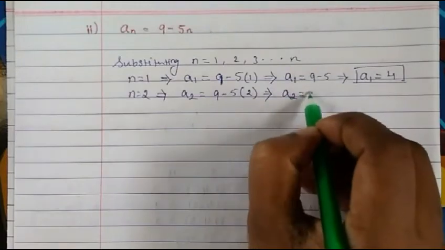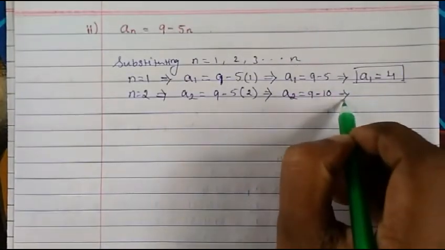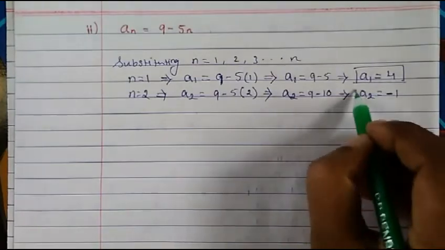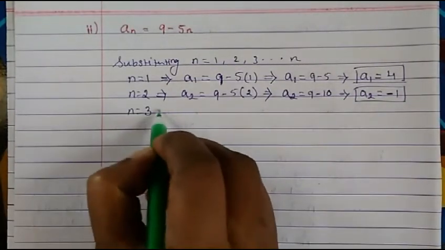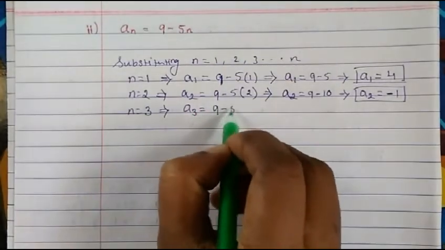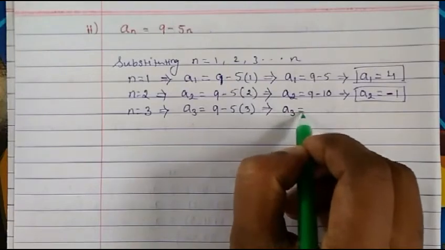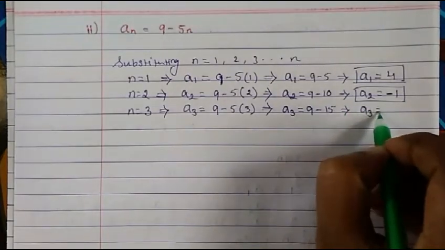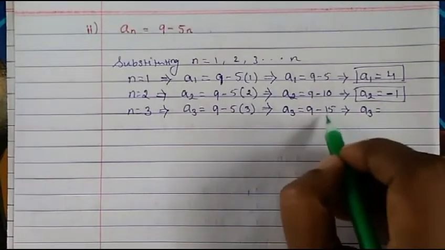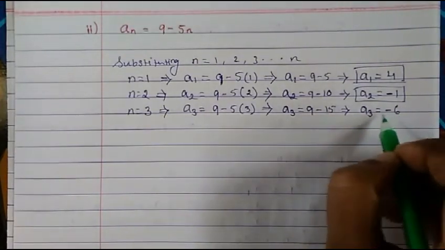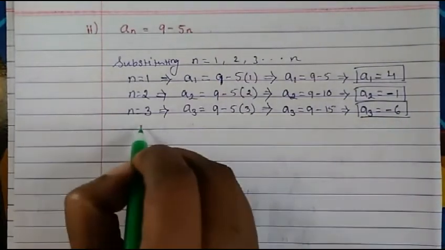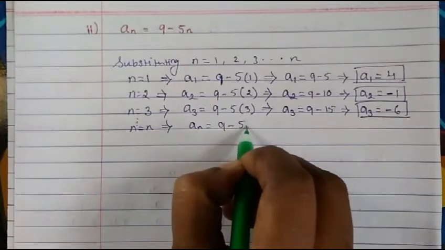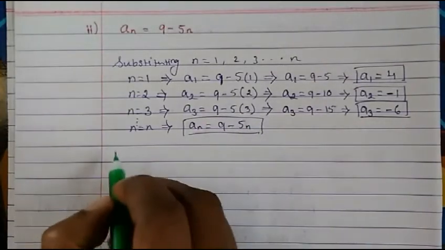So a2 equals 9 minus 5 times 2, which is 10, which will give us a2 as minus 1, because the bigger number is 10 here. In the same way, when n is 3, a3 equals 9 minus 5 into 3, 3 fives are 15, so a3 equals 9 minus 15, which is minus 6. In the same way, if we take it as n, it will give us an equal to 9 minus 5n. So now let's check whether it is an AP or not.